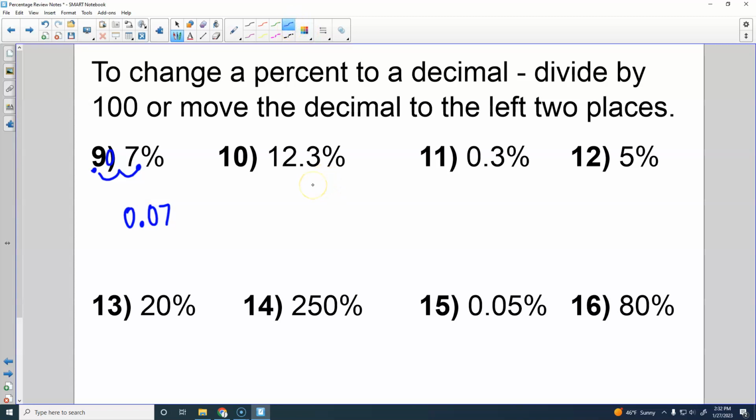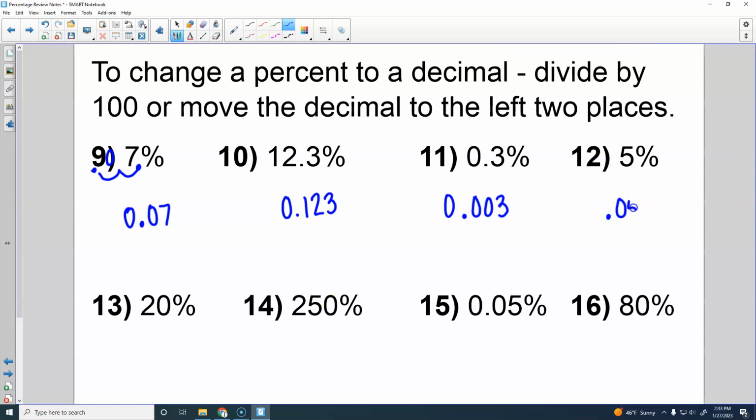Okay. All right. For 10, Ian, what will we get? Perfect. Okay. Isabella, what do we get for 11? 0.003. Good. That one throws students sometimes. They get that one wrong when you have nothing in front of it. They miss a 0 a lot of times. Anna Grace, what about number 12?